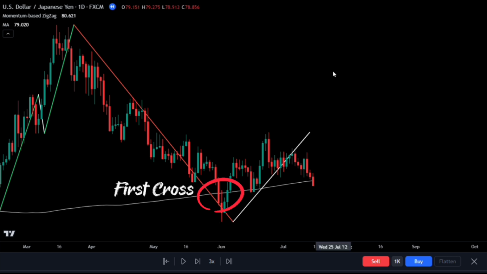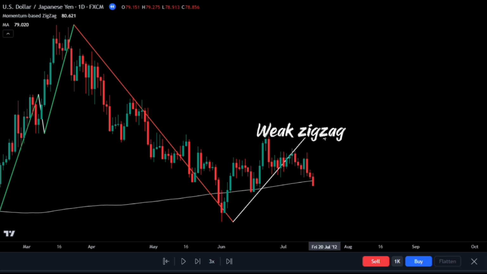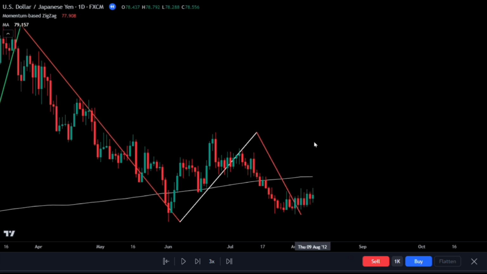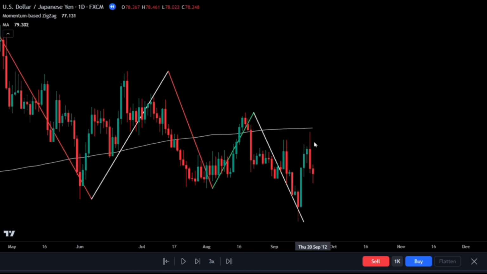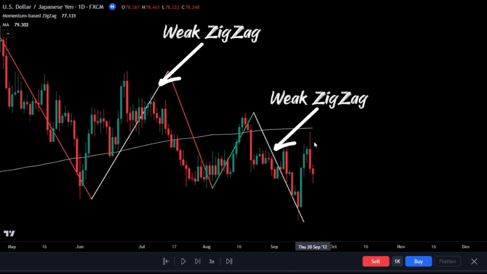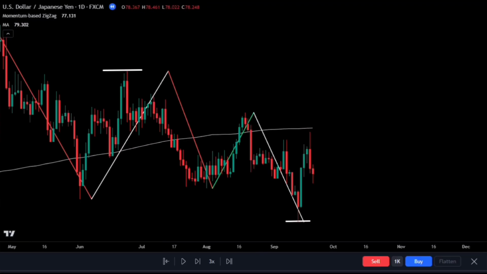Note that what we need to see after the first cross on the moving average is at least 2 weak zigzag lines before we identify areas of support and resistance. We can notice that we have our weak zigzag lines as represented by these white lines. This is the point where we draw our trading zones and wait for the breakout to occur.